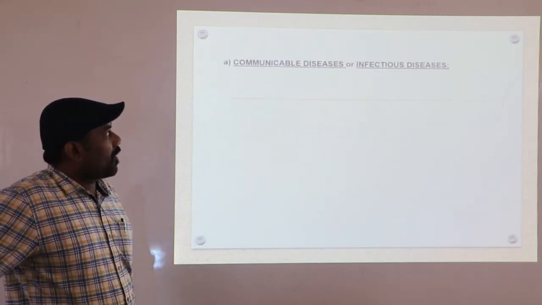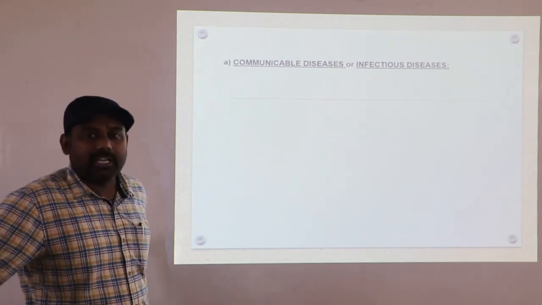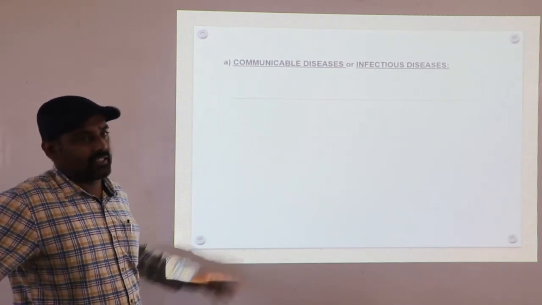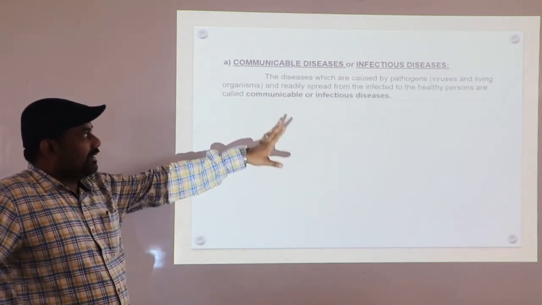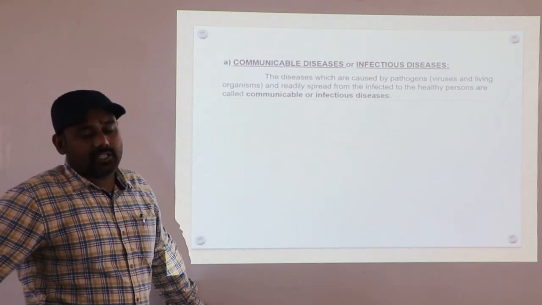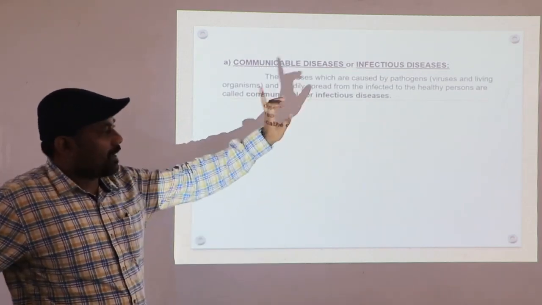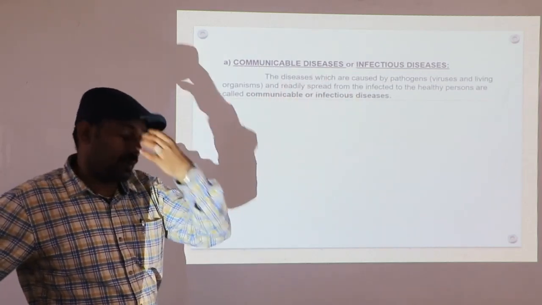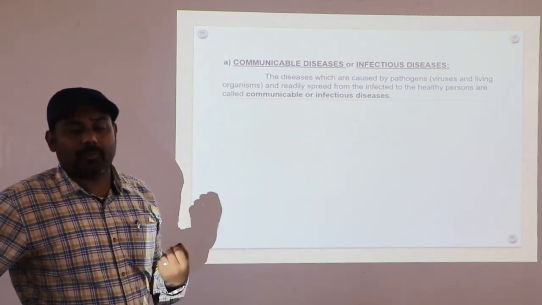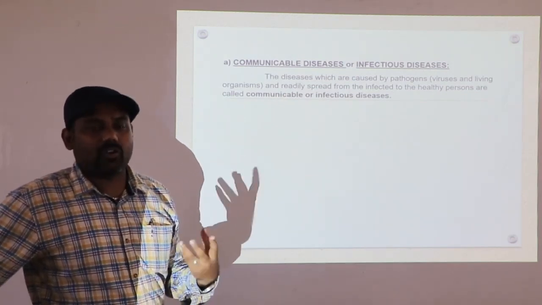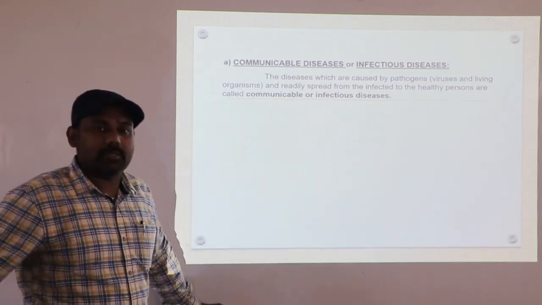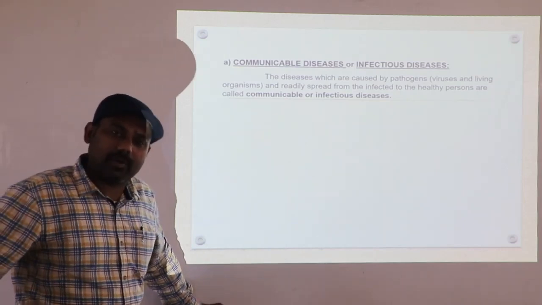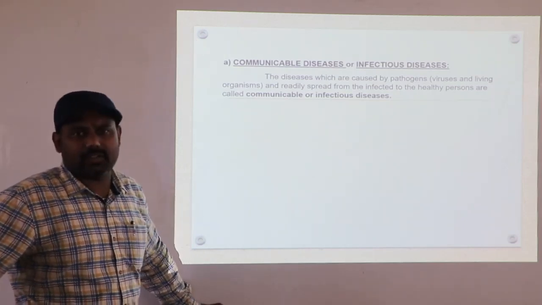First one, communicable diseases, also called infectious diseases. Clear? So very simple meaning. These are diseases which are caused by pathogens, the mandatory word is caused by pathogens. I told you people what is meant by pathogens. That is the group of microorganisms which cause disease to human beings, called pathogens. Pathos, disease, genes, producing. So disease producing organisms are called pathogens.